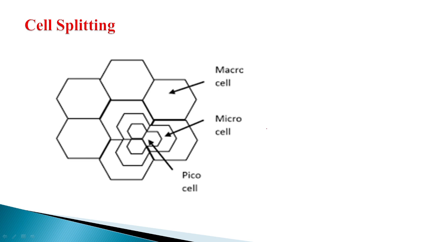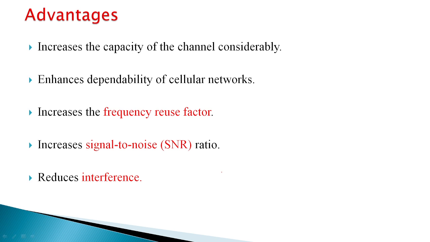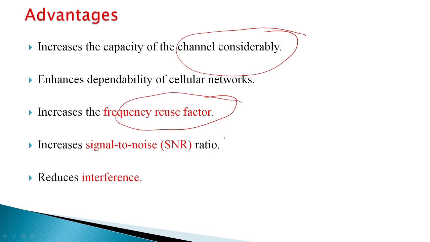Here you can see this is the macro cell, this is the microcell, and this is the third stage, one more cell, the picocell. The advantages are that it increases the capacity of the channel considerably, enhances dependability, and the frequency reuse factor also increases. Signal to noise ratio will increase and interference can reduce. Those are the advantages of splitting the original cell. Thank you. If you have any doubts and suggestions, please send them to me.